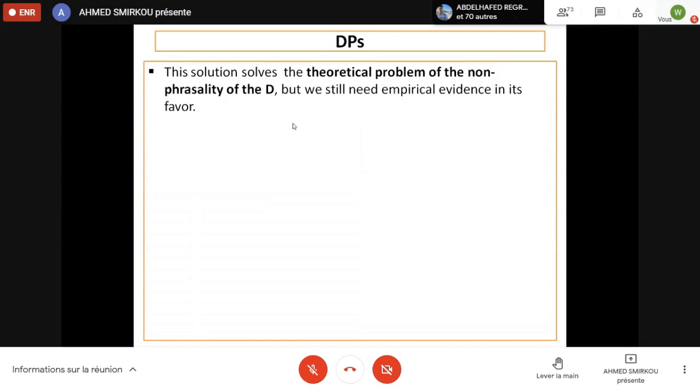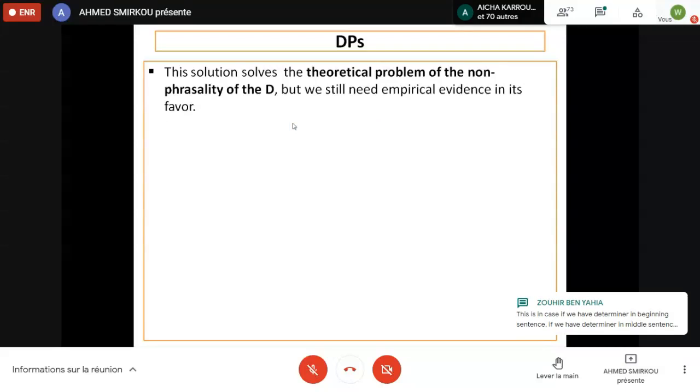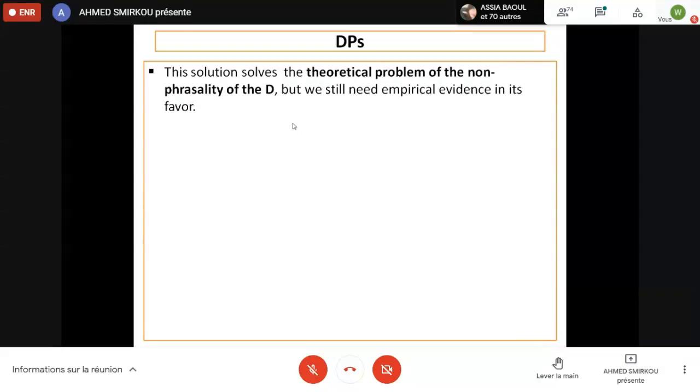Please pay attention. You may have some direct questions in the exam in which, for example, I ask you, what are the arguments that motivate DP rather than NP, or the arguments that favor DP to the NP? So you should say that DP, at least for the time being, solves the theoretical problem of the non-phrasality of the determiner, because we have two lexical categories within the NP, which violates one of the principles of X-bar theory that requires that in a phrase there must be one and only one lexical category, which is the head.